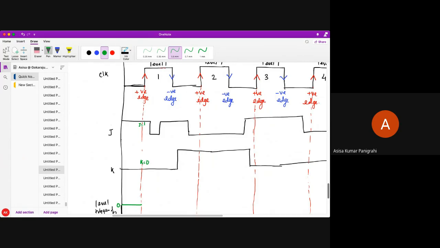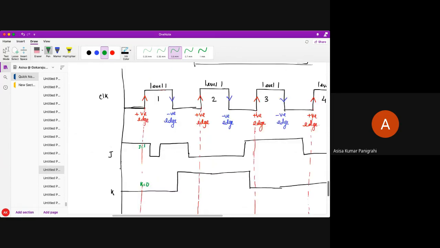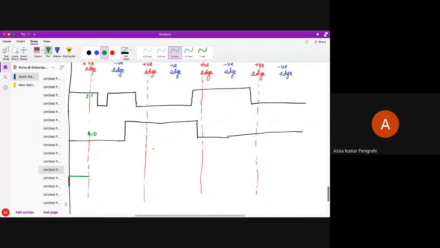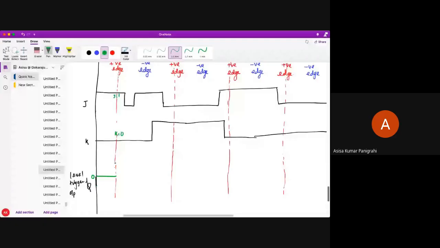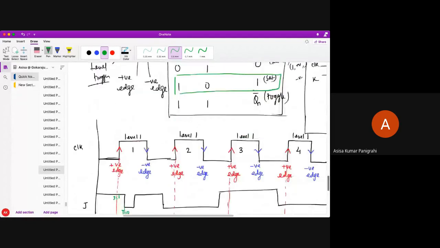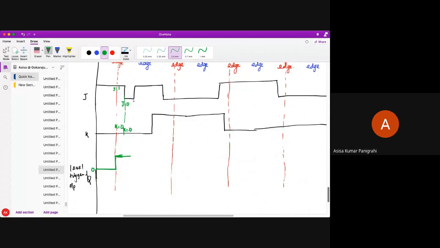Please understand, very slowly I am explaining. If my J equal to 1 and K equal to 0, what will I get? I will get here set 1. Whatever may be my previous output, if it is 0, it will just set to 1, and it will continue up to the next change in my input. Here I got J equal to 0. If I got J equal 0 and K equal 0, what will it do? Previous value. So previous value is what? 1 only. So it will just continue up to here.